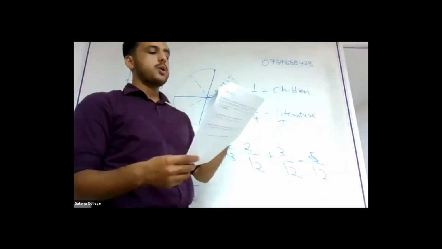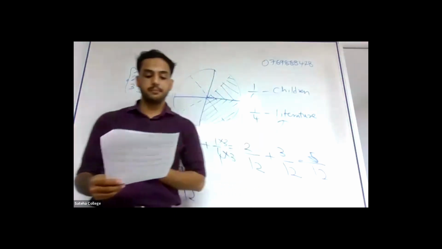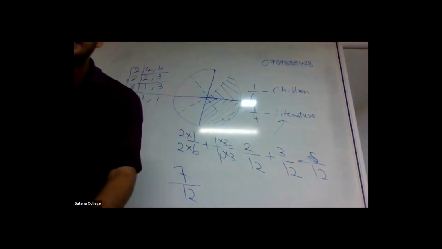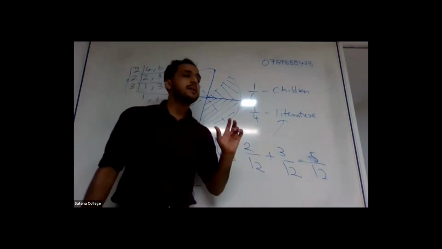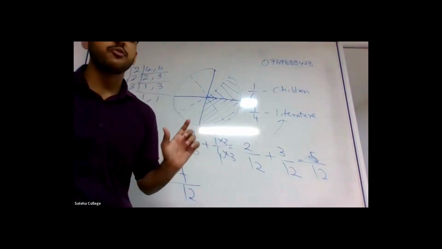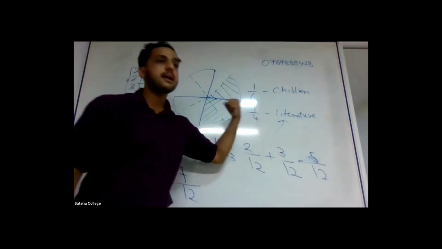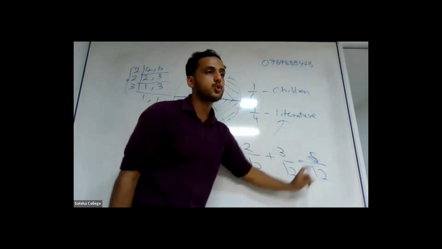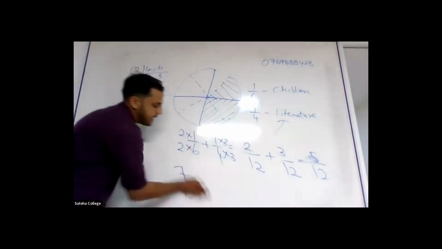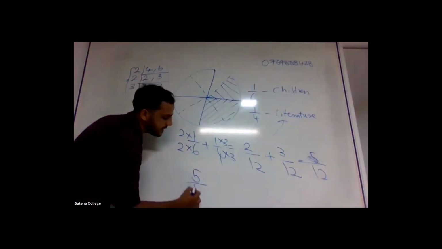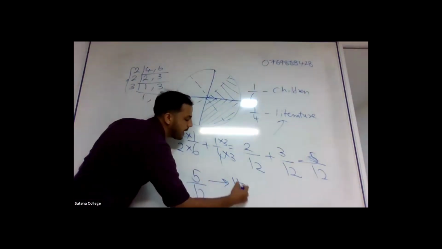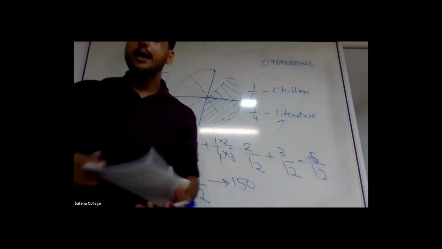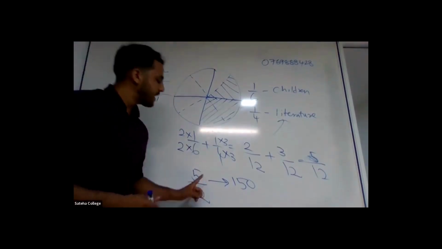The number of books donated was 150. The question is, find the total number of books that were originally in the library. Now they gave you a number. They told you the number of books that were donated is 150 books. In fractions, what is that? 5 over 12. So in your mind, what should come? This 5 over 12 is representing how many books? 150 books.